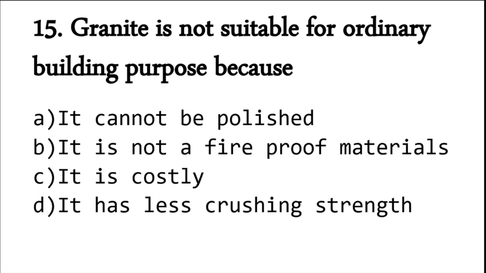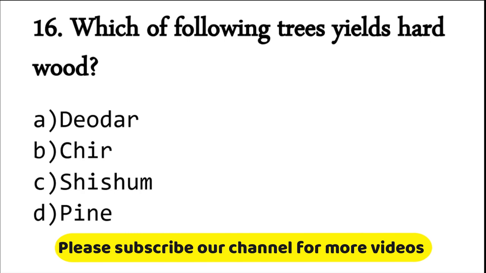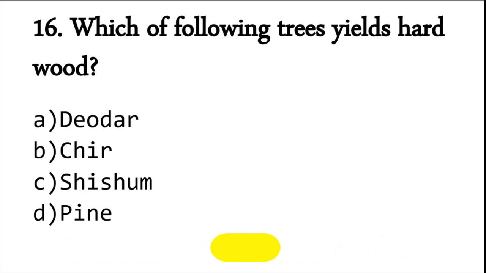Okay, next is, granite is not suitable for ordinary building purposes because it is costly. C is the correct answer. Next is, which of the following trees yield hardwood? So shisham is the wood that yields hardwood. C is the correct answer.